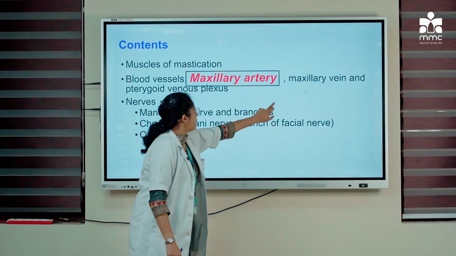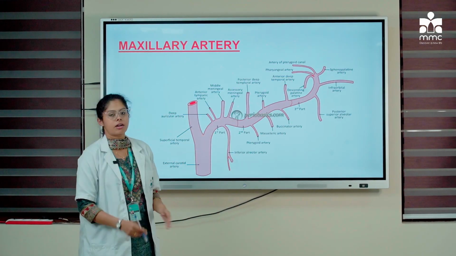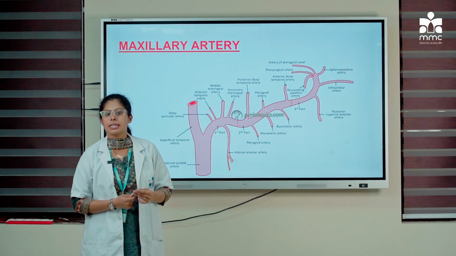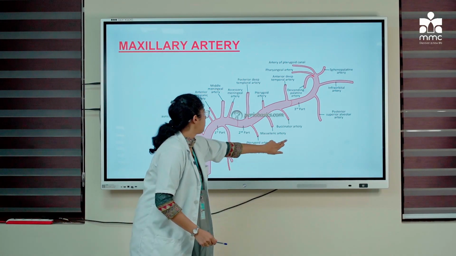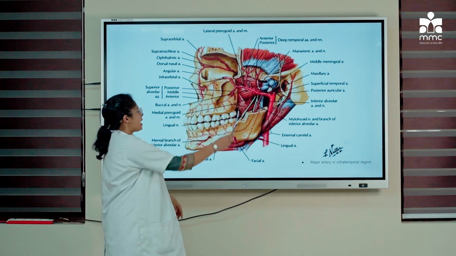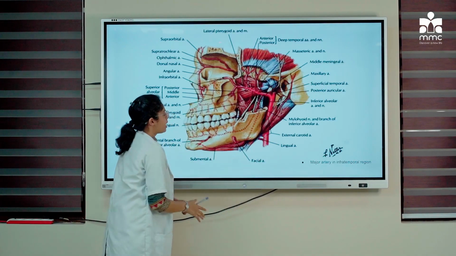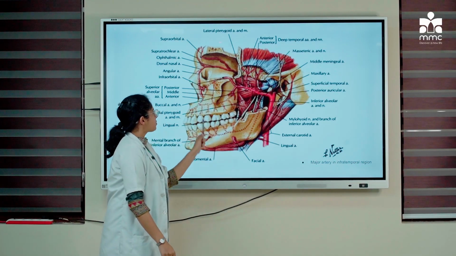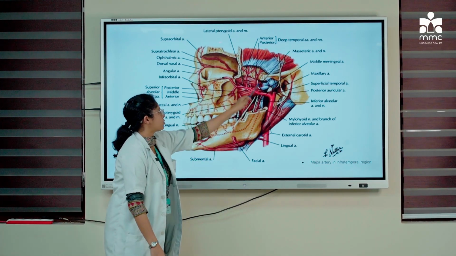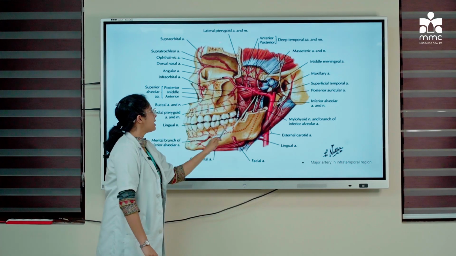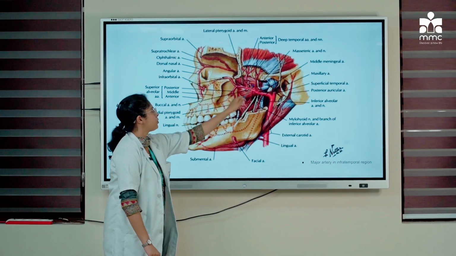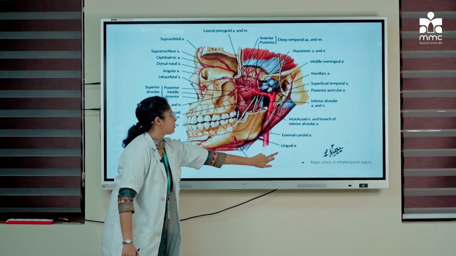Let's come in detail to the maxillary artery. This is how the maxillary artery looks like. Now, the maxillary artery, as you can see in this figure, is a major artery in the infratemporal region. So, when you do the dissection of this part, the major artery which pops out in front of you is the maxillary artery.